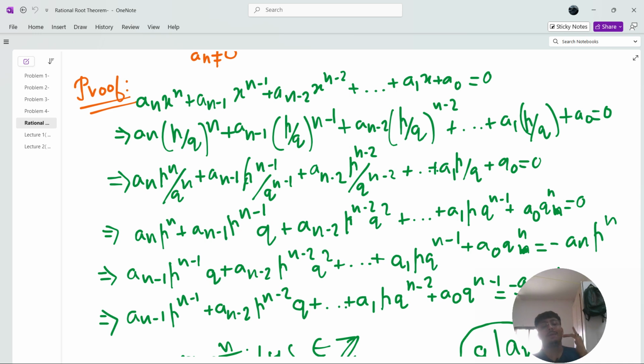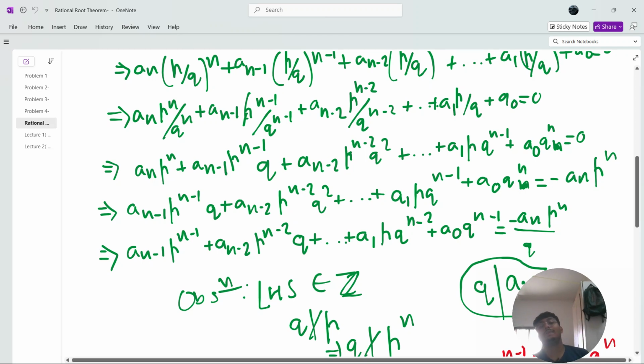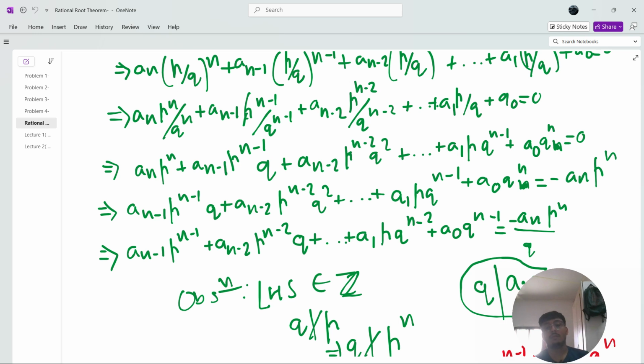Now I will shift my a_n into p to the power n to my right side. So I am left with a_(n-1) p to the power n minus 1 into q plus a_(n-2) p to the power n minus 2 into q square plus dot dot dot plus a_1 into p q to the power n minus 1 plus a_0 into q to the power n is equal to minus a_n into p to the power n. Now I take q common from the LHS and shift it to the RHS, in the denominator. That gives me a_(n-1) into p to the power n minus 1 plus a_(n-2) into p to the power n minus 2 q plus dot dot dot plus a_1 into p q to the power n minus 2 plus a_0 into q to the power n minus 1 is equal to minus a_n into p to the power n by q.